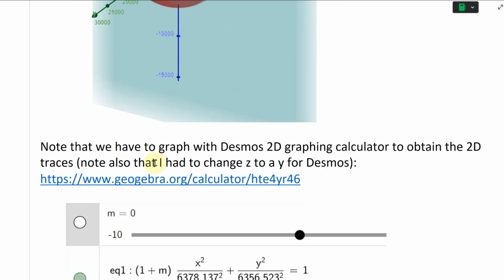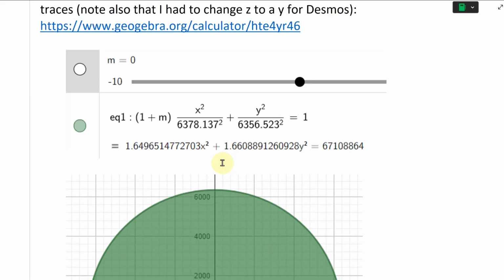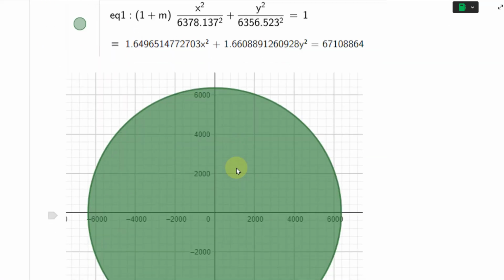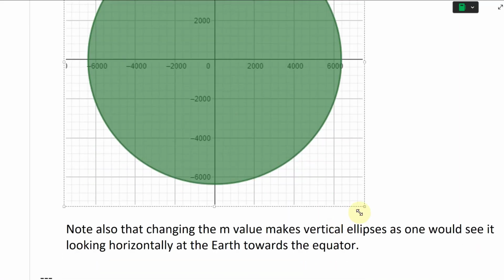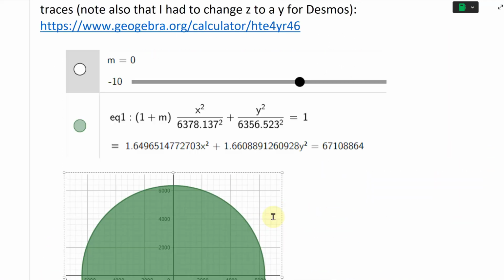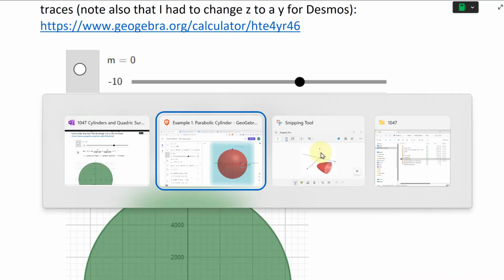Alright, so going further. Note that we have to graph with the Desmos 2D graphing calculator to obtain the 2D traces. Note also that I had to change Z to a Y for Desmos. Just pretend this is a Z, because you can't put a Z there in Desmos, because it's 2D. So pretend that's a Z, and it's going to look like this. And we'll show you what that shape is actually doing.